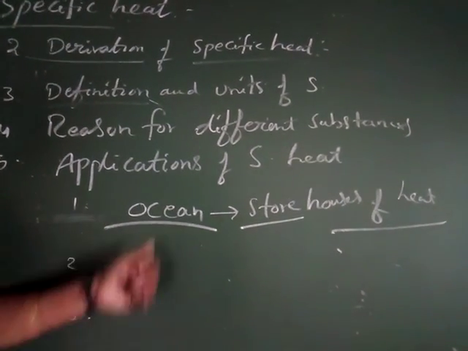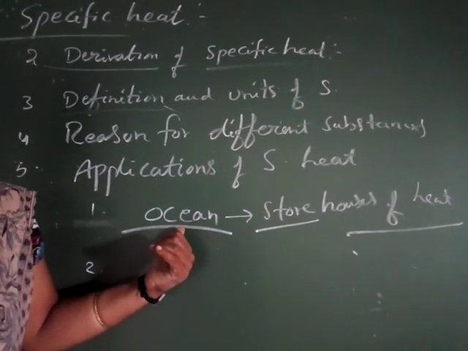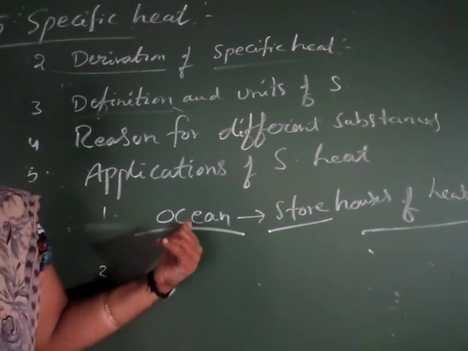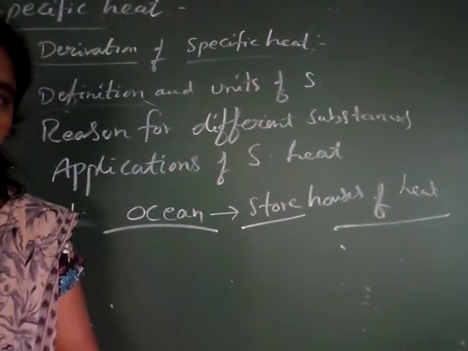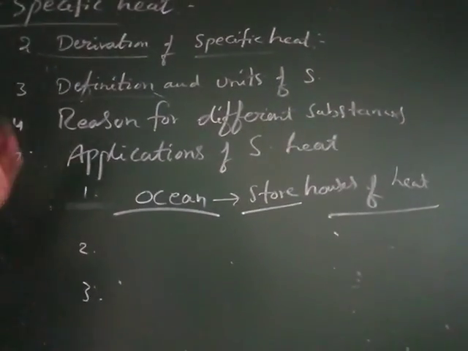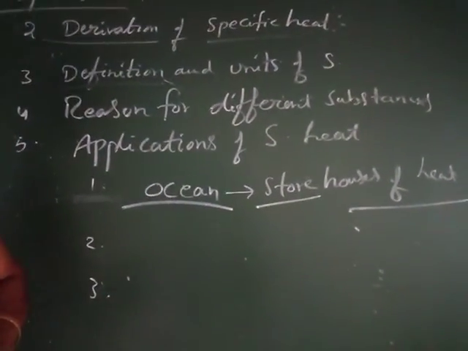Okay, this is why: because more water is present on the earth. More water is present in the oceans again. Those oceans act as the storehouses of heat. That's why we can live on the earth. This is a very, very good application of the specific heat of substances.